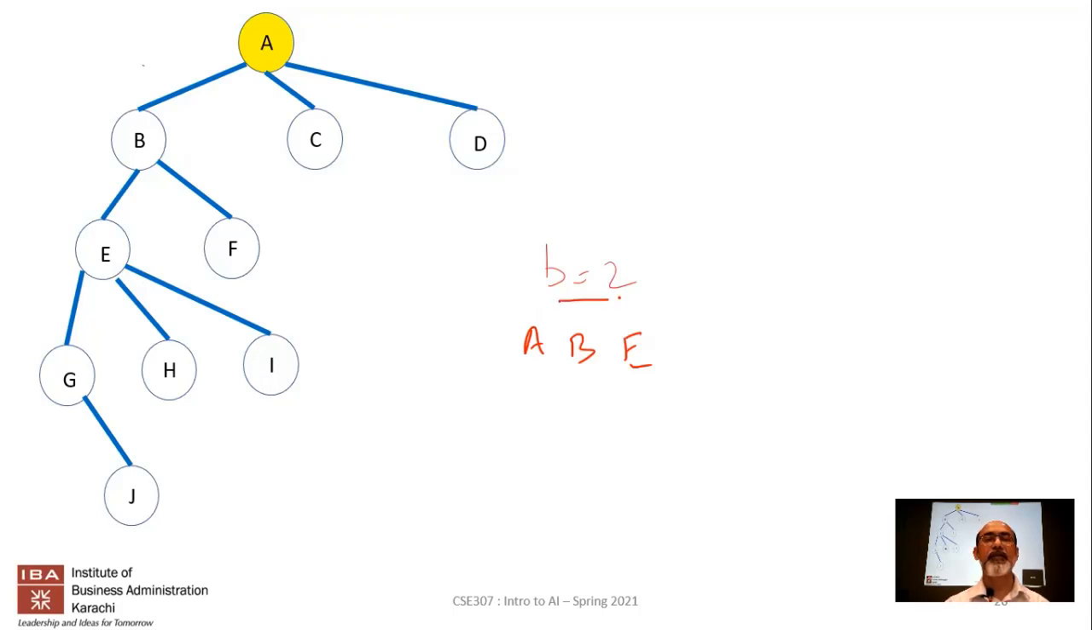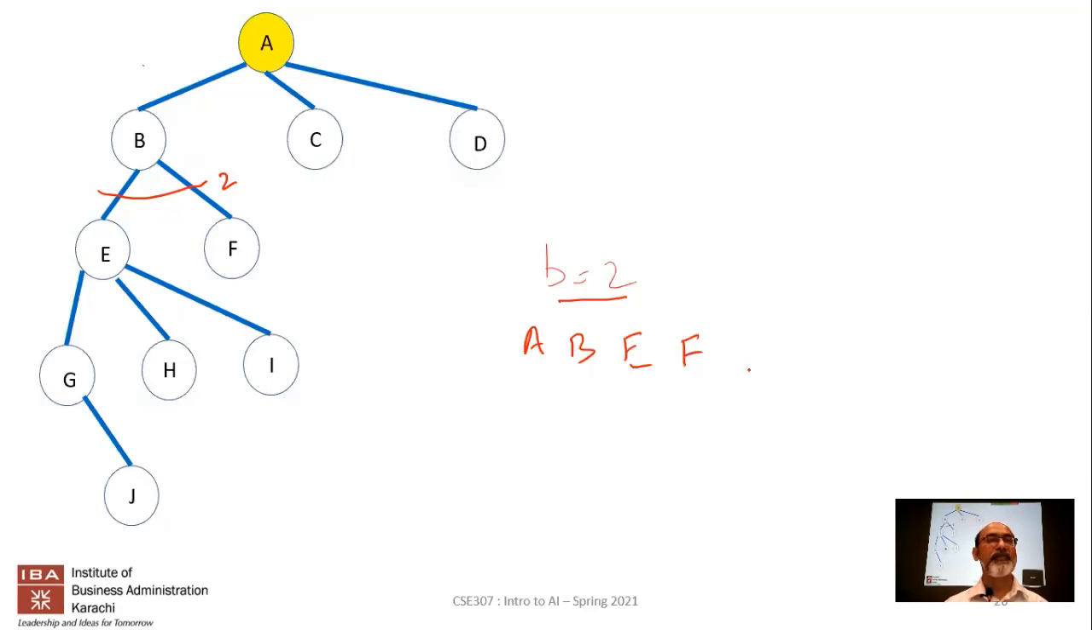Now B is equal to 2. So somebody said F, right? Why? Because the branching factor is equal to B. It has to be greater than B to be able to go into DFS. So I'm going to explore both of these because the branching factor is only 2. So I'm going to do A, B, E, F.